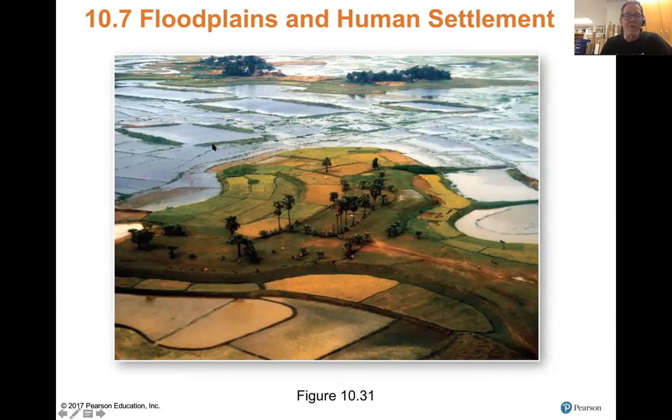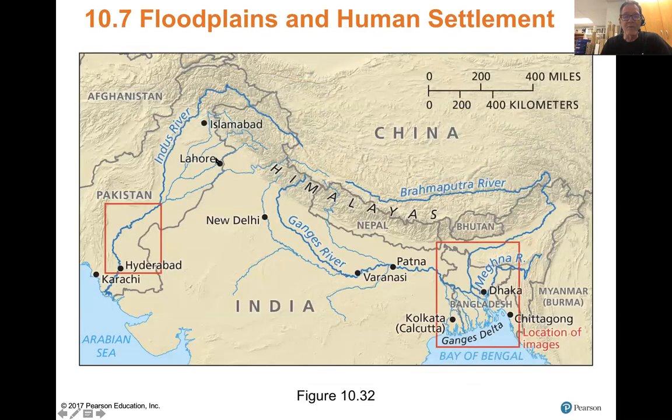And again, when the water evaporates, that alluvium is left behind, and it's great for agriculture. And so you often see a lot of human settlement in these deltas, especially here. So Bangladesh, your population density is maybe 2,700 people per square mile, very, very high. And the same thing over here in Pakistan, where the Indus River runs into the Arabian Sea.